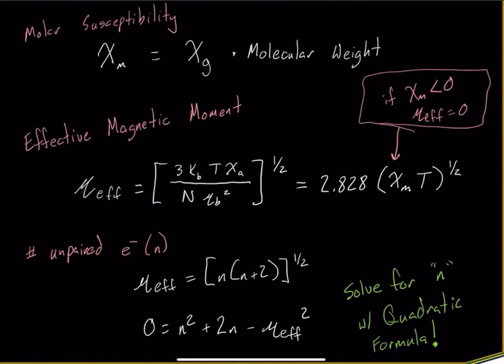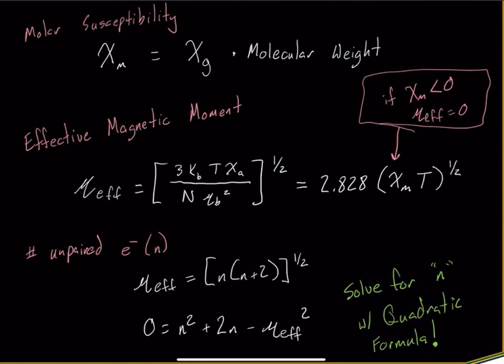So this is an important step, that if this equation breaks, if you end up with a negative value of chi m, assume that means that you have a mu effective of 0. Right, and this is where this equation will break. And then you can still go on and calculate the number of unpaired electrons from that equation.